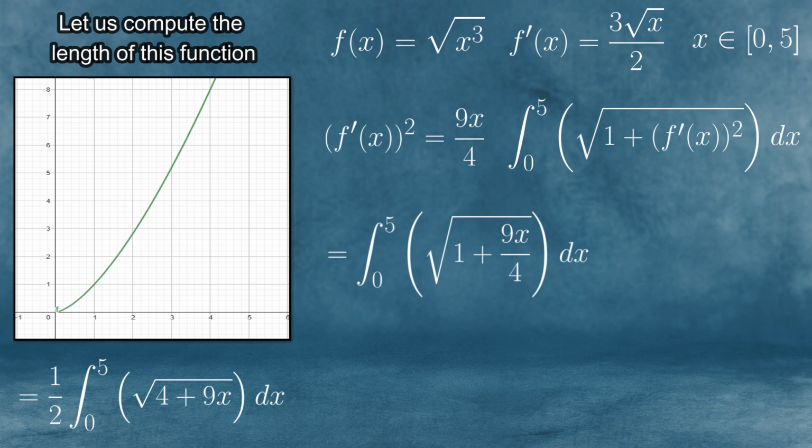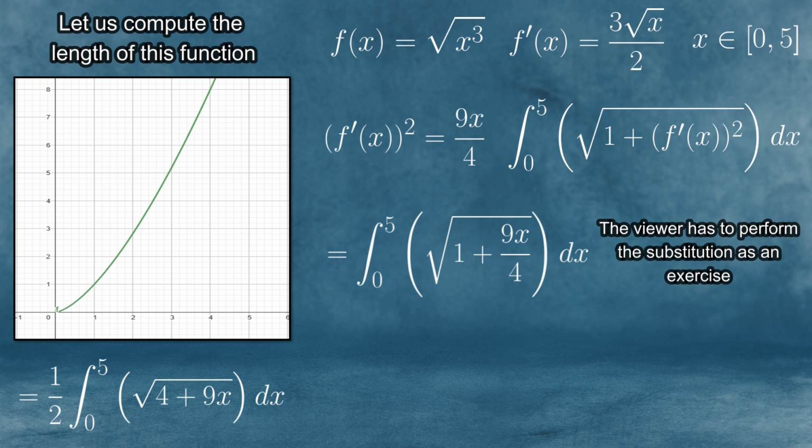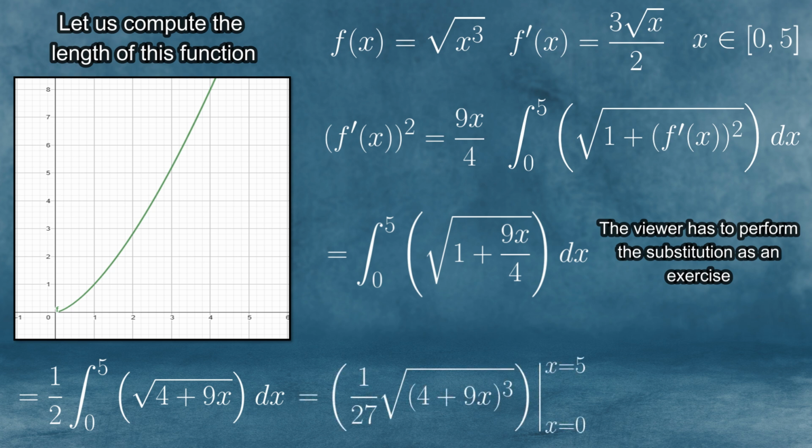We have to apply substitution for solving this integral, and if we do so, and we solve the integral, we have as a result 1/27 times (4 plus 9x) to the power of 3/2, which we have to evaluate from 0 to 5. And if we do so, we get 335 divided by 27. And that was how to get the length of a curve from a given point to another.